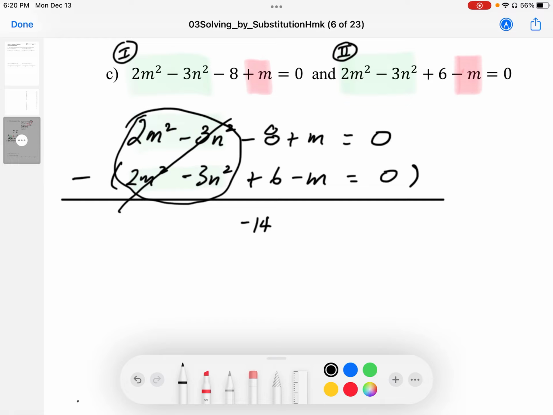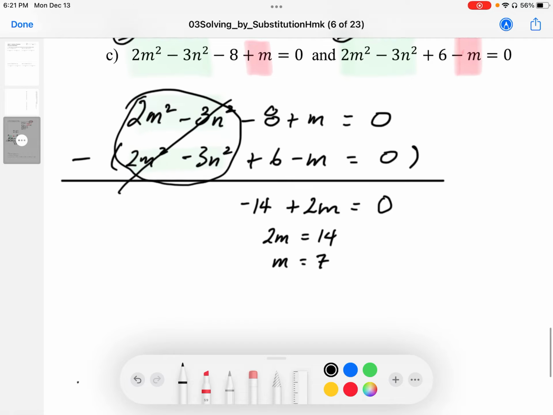Positive m minus negative m. Minus a negative means we're going to add. So we end up with plus 2m, and that's equal to 0 plus 0, which is 0. Solving for m, we can add 14 to both sides, and I end up with m equals 7. So now I've solved for m. I just need to substitute into one of the equations to solve for n.